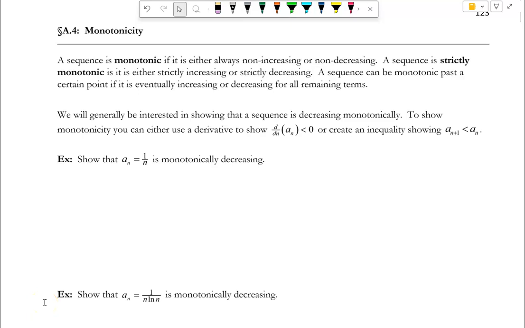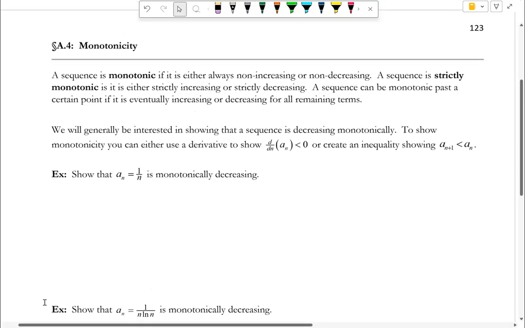In the appendix section 4, we are discovering if a sequence is monotonic. So we are considering the monotonicity of a sequence. The word monotonic describes if a sequence is always non-increasing or non-decreasing. And this is not the same as strictly increasing or strictly decreasing.